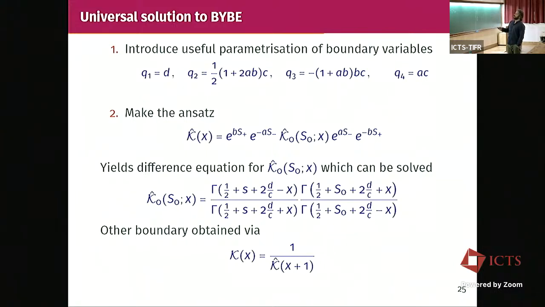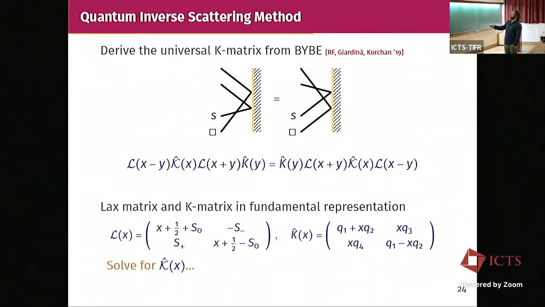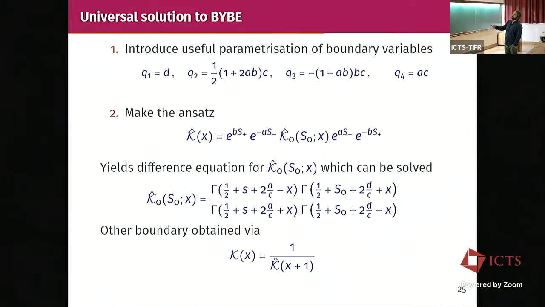You can write it as a similarity transformation here, conjugated by e to the b s plus, e to the minus a s minus. And then there's a diagonal part, which is this bunch of gamma functions. This is a normalization, and the gamma functions just depend on the Cartan element. So a diagonal, then something lower diagonal, and then something upper diagonal. This is the most general solution for arbitrary representations. This is purely algebraic, and such an expression was not known. The relation to the parameters that I had here, Q1, Q2, Q3, Q4, is this one here, where I write everything in terms of A, B, C, and D. You have to believe me that you find this solution, and the other boundary is then obtained by symmetry, something like that.